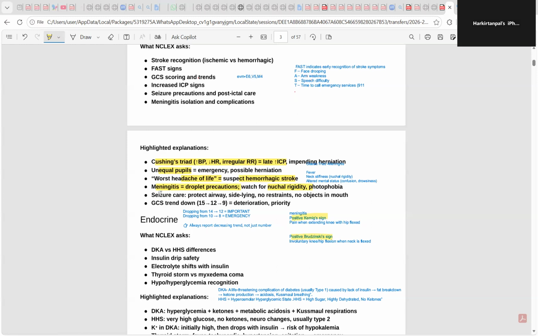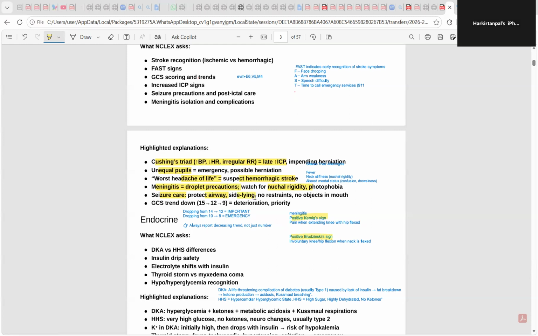Okay, and next one, seizure care. Seizure care means we always first need to protect the airway. That means we need to turn the head to one side, to prevent aspiration. Otherwise, it can cause aspiration. So protect the airway. And if the client has a lot of secretions, we need to do suctioning in a patient with seizure.